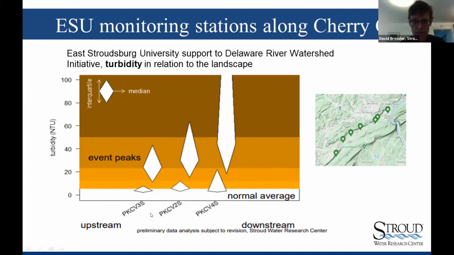But this is a downstream trend where you can see during storms, the turbidity is worse at the downstream locations as the stream flows through some farmland. And there's a golf course that they're doing restoration work on. That's representing these two. And so hopefully they'll be seeing improvements in this trend over time. This is a bit of an older graph, so there may already be improvements being seen.